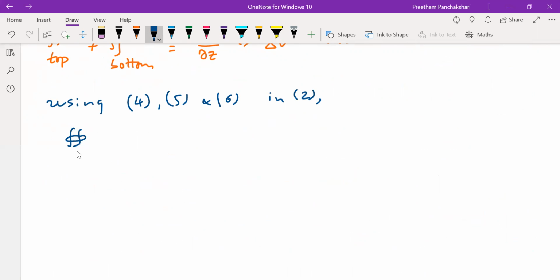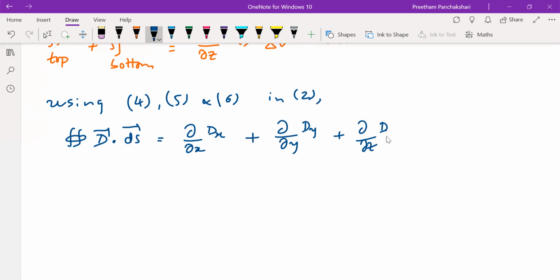the closed surface integral of D is equal to, considering all the terms, dou by dou x of dx into delta v. Delta v can be taken out as a common factor. Dou by dou y of dy, dou by dou z of dz. The incremental volume is taken out as a common factor. So the 3 partial derivatives are given by this. Let us say this is equation number 7.